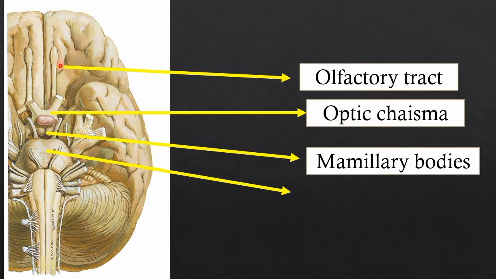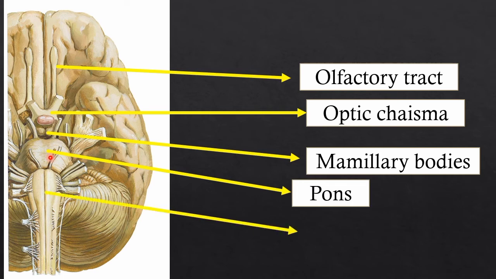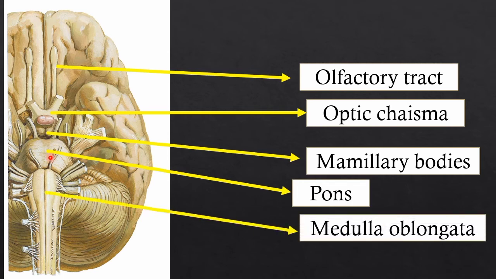So the olfactory tract we have seen, the optic chiasma, the mammillary bodies, then the pons. This is called the pons. Then the medulla oblongata. Regarding the pons and medulla oblongata, they may ask what nuclei are present in the pons. For the medulla oblongata, what are the parts? External parts, olives, pyramids, like that you have to write. So that is about the base of the brain.